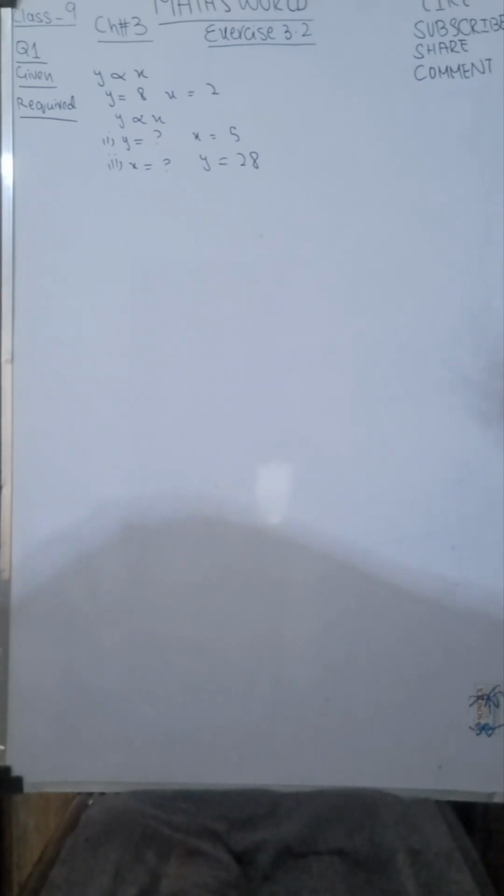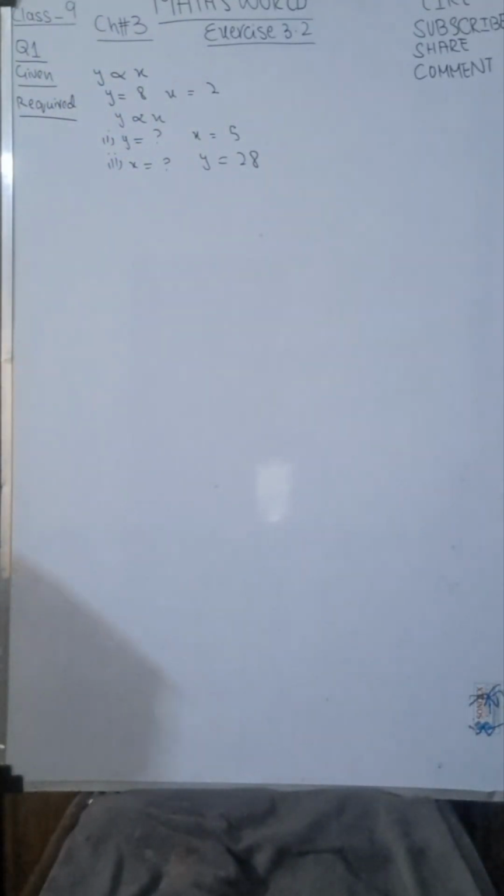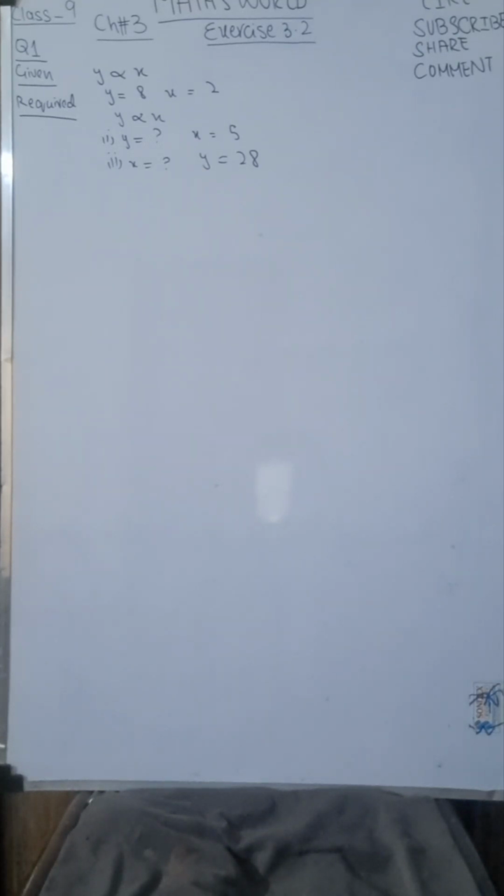They are saying given y is directly proportional to x, y is equal to 8 and x is equal to 2. So y is directly proportional to x. Now find what is y in terms of x and what is x in terms of y.